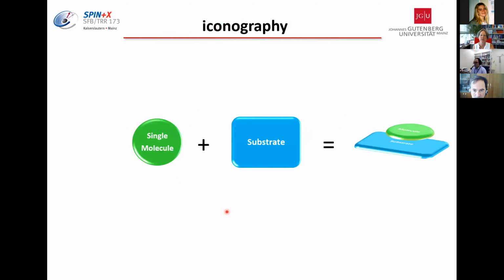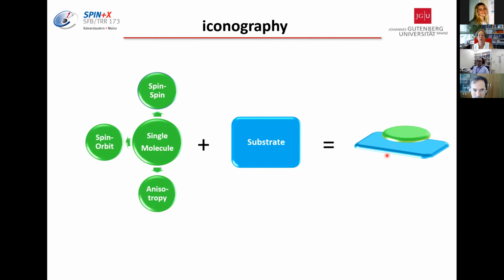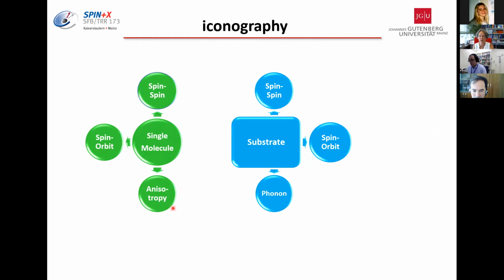And of course, this is very nice. And I'm now going for a very brief moment to a kind of iconography of what I have shown you before. So we have a single molecule and we have a substrate. And of course, we're interested to see what is going to happen if we put them together. And if we do so, of course, what we have to take into account is that for the single molecule, we have to consider that we have spin-spin interaction, we have spin-orbit interaction, and we have an anisotropy that we have to take into account.